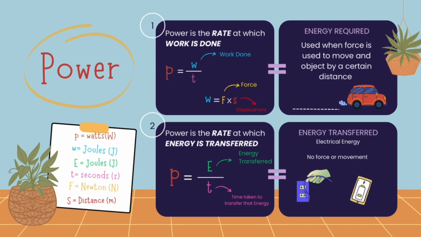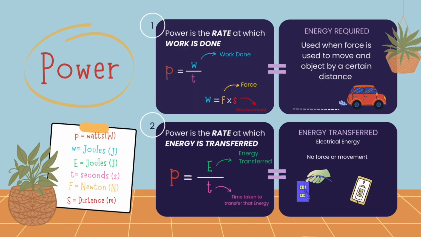For example, if you push a car down the road, then the energy that was required will be referred to as the work done as you move it a certain distance. The other definition for power is that power is the rate at which energy is transferred, which can be shown by the equation power equals energy transferred divided by the time it took to transfer the energy. Whereas, if electrical energy was transferred from a plug socket to your phone, we would refer to that as just energy transfer, as there is no force or movement involved.